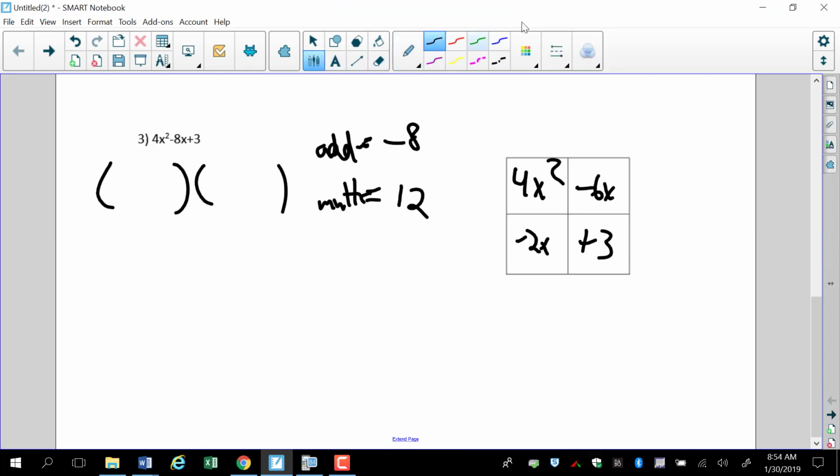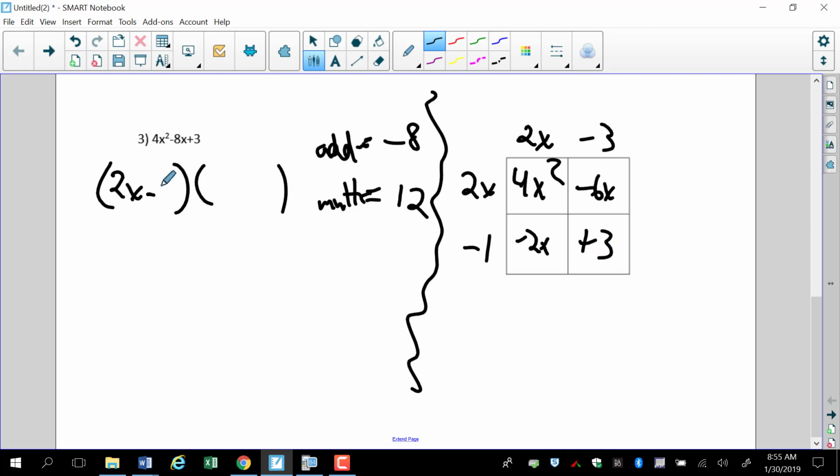You're looking for the greatest common factor here. So what you're looking for here is a GCF. So what is the greatest common factor of 4 and negative 6? Well, it should be 2. Let me just put a barrier here. Right, because 2 goes into 4 and 2 goes into 6, which means 2x times 2x gives me the 4x squared. Now, 2x times what number will give me negative 2x and negative 6x? Then negative 1 times negative 3 will give me a positive 3, which means I have 2x minus 1 and 2x minus 3 over here.